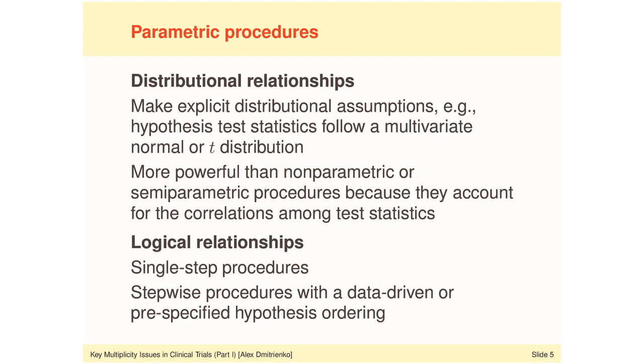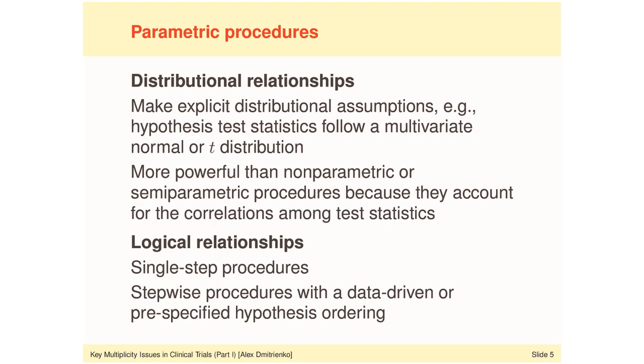So now let me contrast non-parametric and semi-parametric procedures with the class of parametric procedures we're going to study in this module. Parametric procedures make explicit distributional assumptions. For example, the underlying decision rules may be based on the fact that the hypothesis test statistics in the multiplicity problem of interest follow a multivariate normal distribution or, for example, a multivariate t-distribution. So the distributional assumptions are built into the decision rules, into the critical values. As a result, since they utilize more information, for example, they account for the correlations among the test statistics, parametric procedures are more powerful than their non-parametric and semi-parametric counterparts.